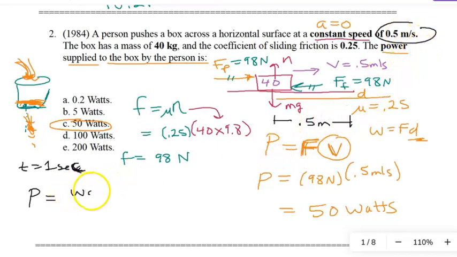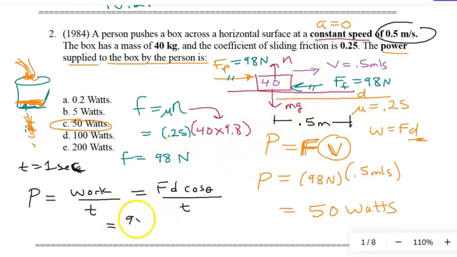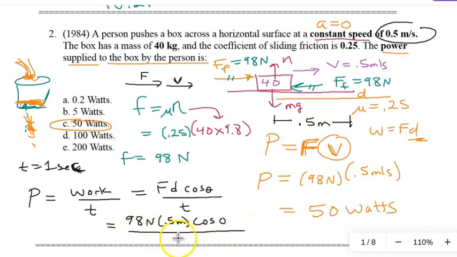So the power is going to be the work done by the person in the time that elapsed. So F d cosine theta over time. And we found that the force of the person is 98 newtons. The distance is a half a meter. The person is pushing in the direction of motion, so their force is to the right and the motion is to the right. The angle between those two vectors is 0, over 1 second. And you see we have the same numbers being multiplied, so we also get 50 watts.